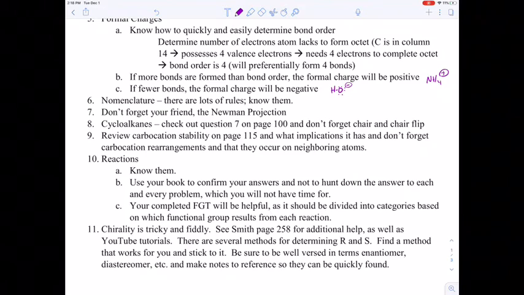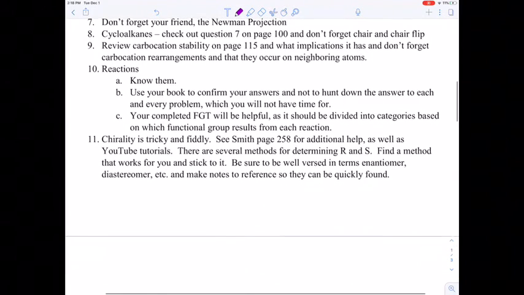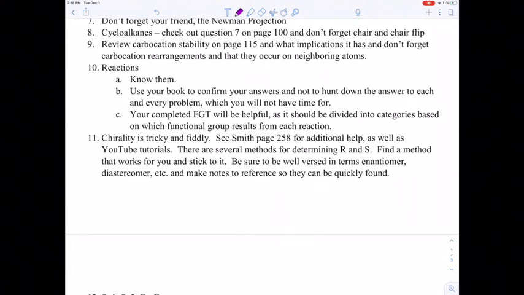Nomenclature, there are lots of rules, so know them. You don't want to be wasting your time flipping around trying to figure out how to name an alkene, so just know how to do it beforehand. Don't forget Newman projections, they'll be around. Cycloalkanes, check out question 7 on page 100. It's a good way to review those. Don't forget chair conformation, chair flips, and that sort of thing.